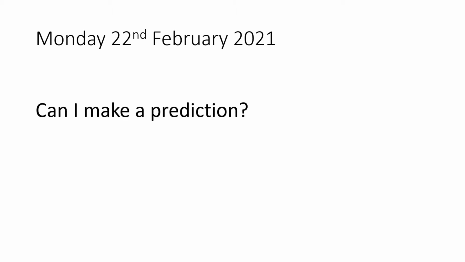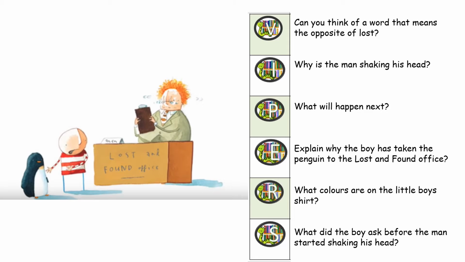So let's have a look first at getting our reading brains in gear. That's about understanding different parts of our reading. Because prediction is one of those things we use in our reading, but we also use it in our English. So we've got our VIPERS here. Now you might not have done a lot of VIPERS, but this is just a way for us to ask lots of different questions about reading, or in this case, about a picture.